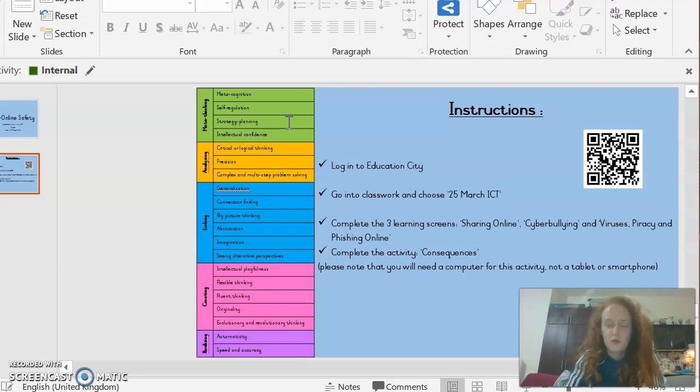So one of them is called Sharing Online, then the other one is called Cyberbullying, and the third one is called Viruses, Piracy and Phishing Online. You will watch these videos or learning screens and then complete the activity consequences. Again, guys, I will be tracking who's been completing this work and who has not been completing this work, okay? So please make sure you do it.